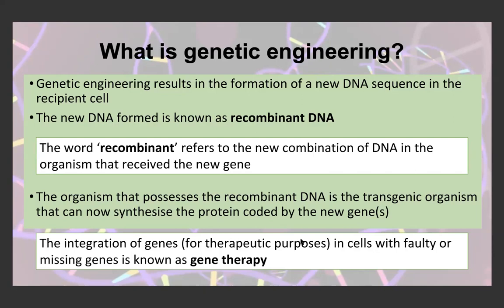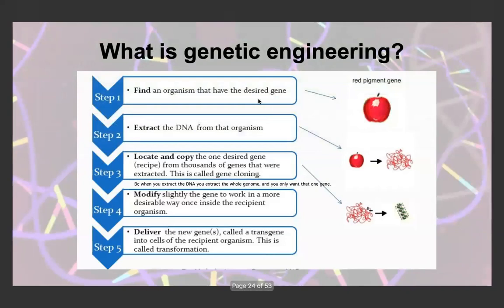The integration of genes for therapeutic purposes in cells with faulty or missing genes is called gene therapy, which I mentioned above. So this is the process of genetic engineering. You find the organism with the desired gene, so for example, the red pigment gene. You extract the DNA from that organism. You locate and copy this desired gene from thousands of genes that were extracted. This is called gene cloning.